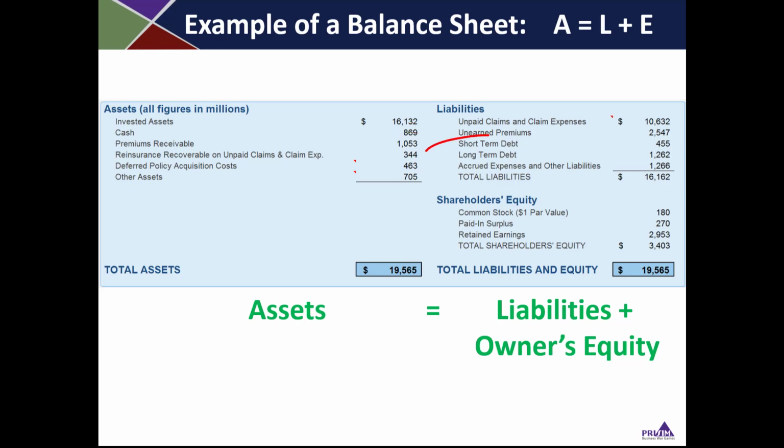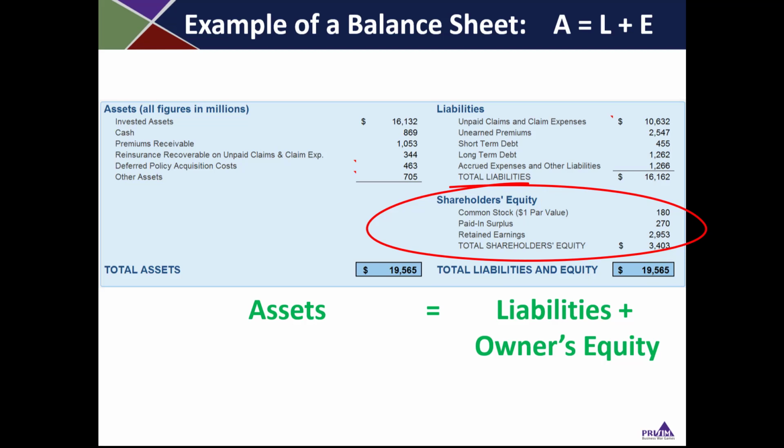Then we have short-term debt, long-term debt, and accrued expenses, which are liabilities for which you have not yet received a bill, but which are estimated to be due based on the consumption of something like a power bill or rent. And then finally, stockholders' equity, which is common stock paid in surplus.